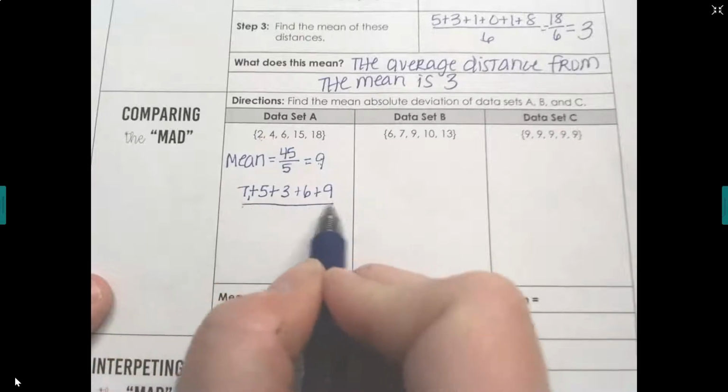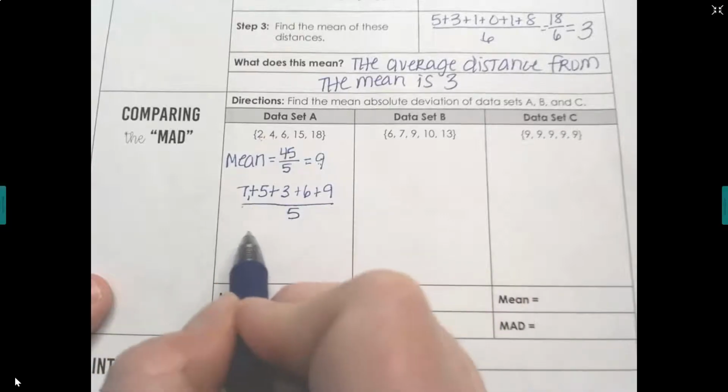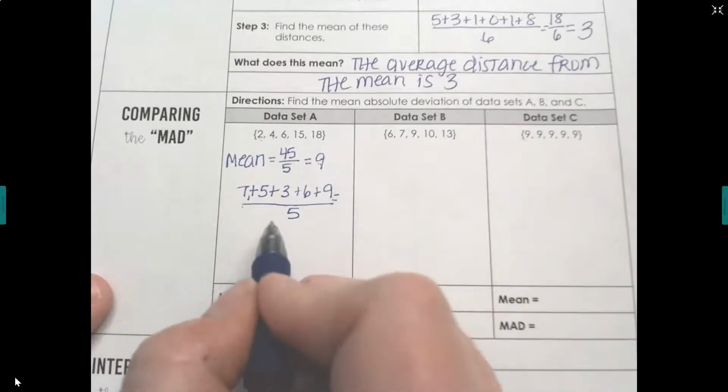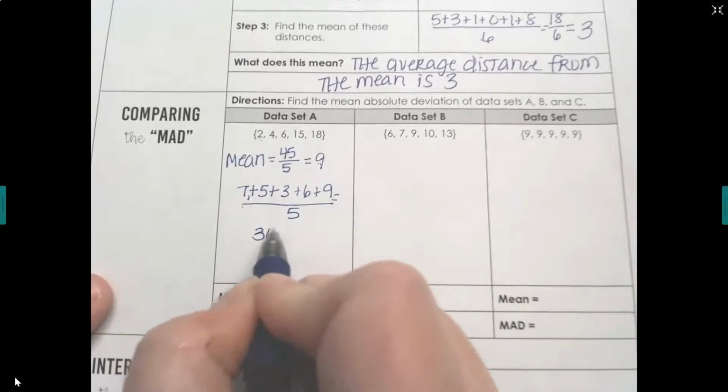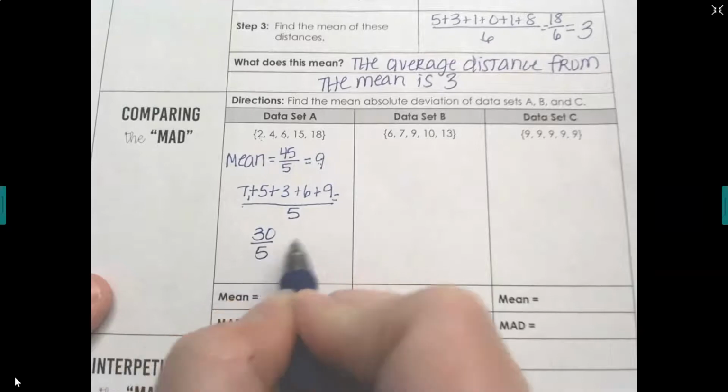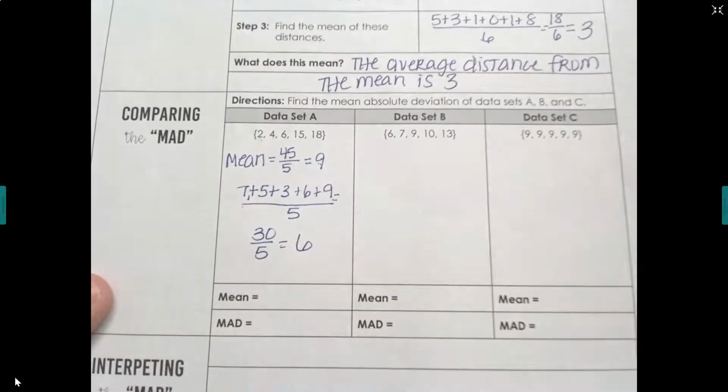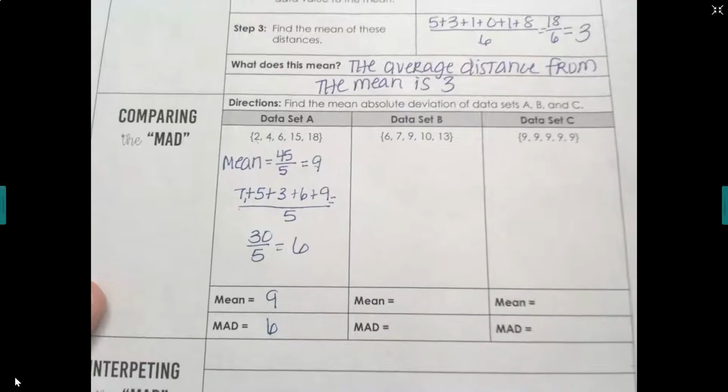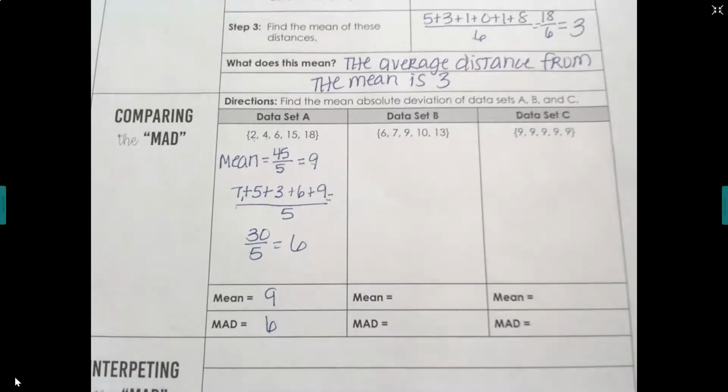Okay, I still have 5 terms. So what does that equal? When I add all of that up, I got 30, divided by 5. So the average distance is 6. So the mean is 9, and the mean absolute deviation is 6. Okay. Let's try it again.